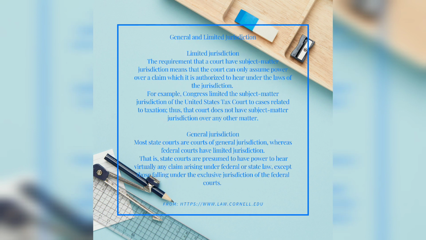General and limited jurisdiction. Limited jurisdiction. The requirement that a court have subject matter jurisdiction means that the court can only assume power over a claim which it is authorized to hear under the laws of the jurisdiction. For example, Congress limited the subject matter jurisdiction of the United States Tax Court to cases related to taxation. Thus, that court does not have subject matter jurisdiction over any other matter. General jurisdiction. Most state courts are courts of general jurisdiction, whereas federal courts have limited jurisdiction. That is, state courts are presumed to have power to hear virtually any claim arising under federal or state law, except those falling under the exclusive jurisdiction of the federal courts.